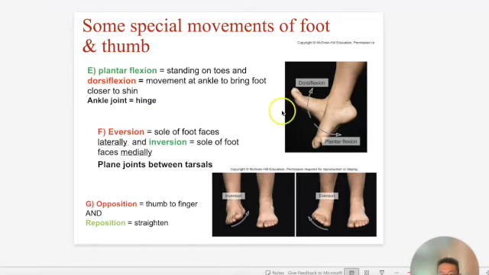Please remember this, also in the test. Plantar flexion is when you point your toes this way. Dorsiflexion is going upward. Eversion is going out, inversion is going in. A lot of the time we sprain our ankles in the inversion motion.